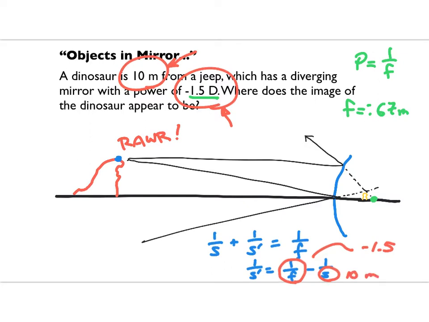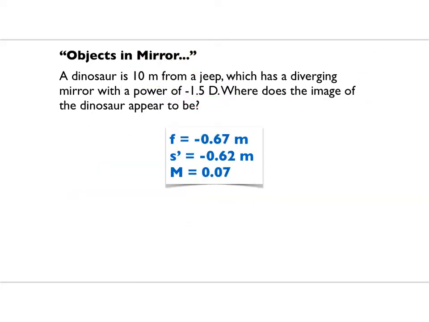And I think you can see just kind of quickly, next to 1.5, this second figure is going to be 1/10, and so it's not going to be very appreciable. The number for s prime will be close to f. If you complete the calculation, what we get is this. S prime, that's the location of the image, is negative 0.62 meters. And that is almost where the focal point is.